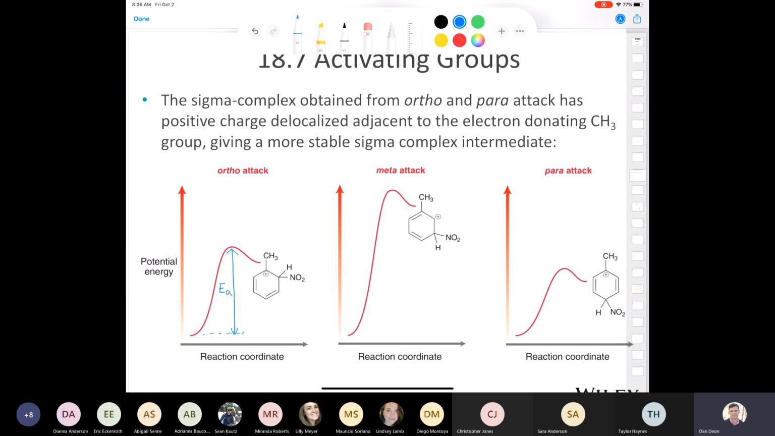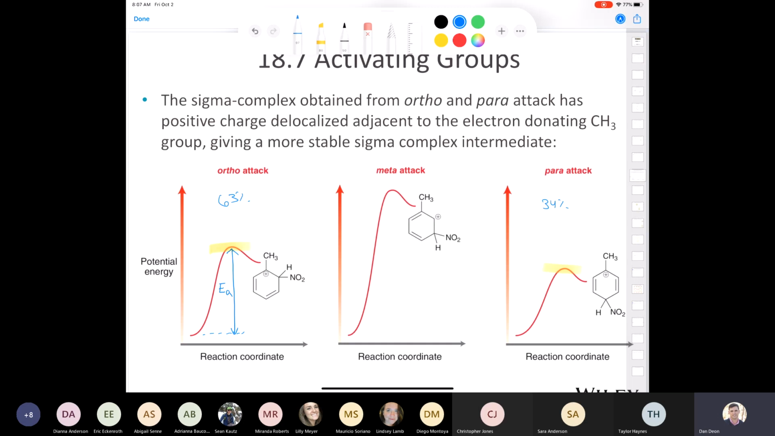I won't label it on all three, but you can see that on the ortho and para attack, it's pretty close, right? The reason it's a little bit higher on the ortho attack is because of sterics. It's a little more sterically hindered because of that methyl group, but a methyl group is pretty small, so the difference in the activation energy of the ortho and para isn't that big. And in fact, the reason we get more ortho product, formed in 63% yield, is simply because there are twice as many ortho positions as there are para positions, right?